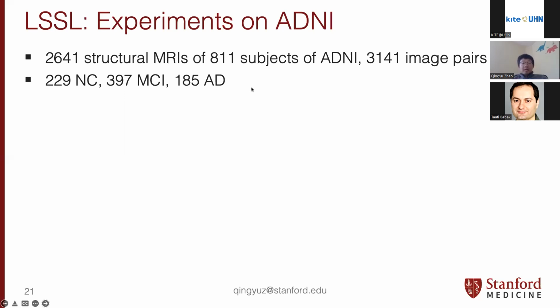And what we did here is that we trained our model on all the longitudinal MRIs, including all the subjects, including the normal controls and participants with MCI, that is mild cognitive impairment, and also patients with Alzheimer's disease, because LSSL is a self-supervised method. It does not require any label information, so you can use all the data at hand. And there's no training-test split here because, again, the model is self-supervised and does not require any label.